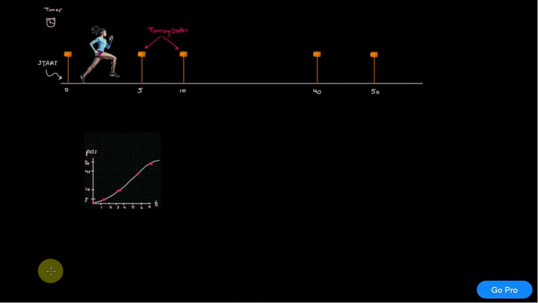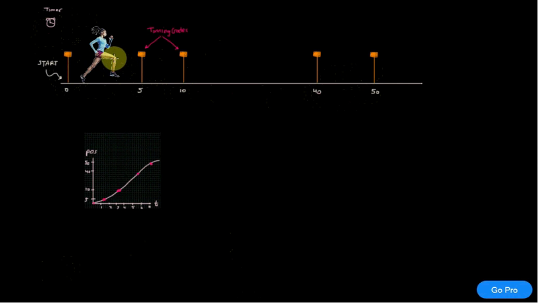So you can see, for example, we have a sprinter on a track. We have specific point markers allocated where we've placed specific timing gates at strategic points, right? So we have a timing gate that would initiate our timer. We have a timing gate at the 5-meter mark, 10-meter mark, 40-meter mark, and 50-meter mark.